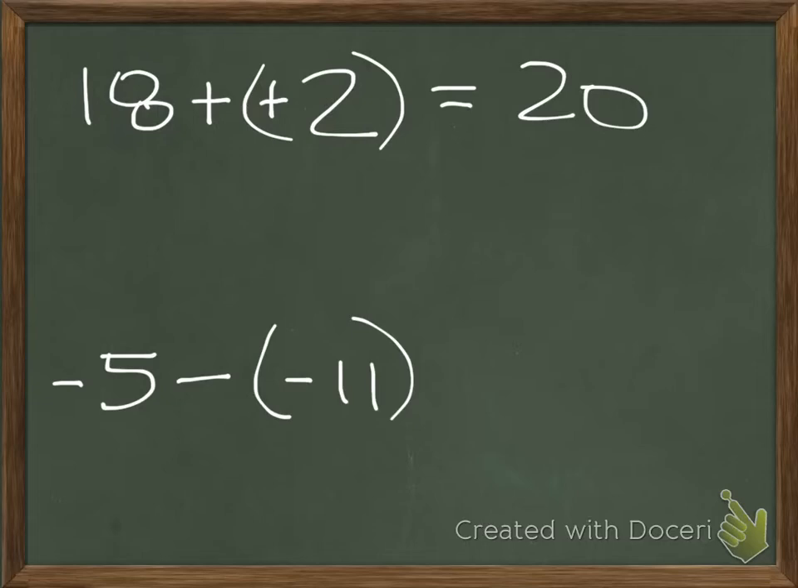So save the negative 5, change the minus to a plus, and change the negative 11 to a positive 11. But here we have a negative and a positive, so when we add a negative and a positive, we end up subtracting, which gives us 6, and since 11 is the higher absolute value, and that is positive, our answer is positive 6.